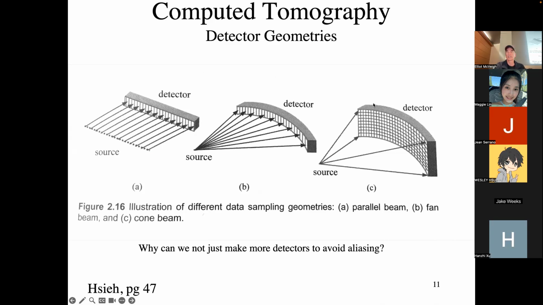So over generations of CTs, instead of rastering the source across the sample, we use a single source that has a fan beam coming out, and so we can instantaneously sample all of these projections. And the distance between each one of these is still about 1 millimeter. And then in the modern CT scanner, you stack these things on top of each other to get a 2D sampling grid.